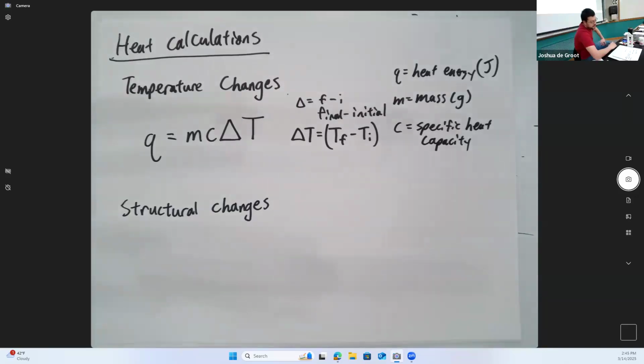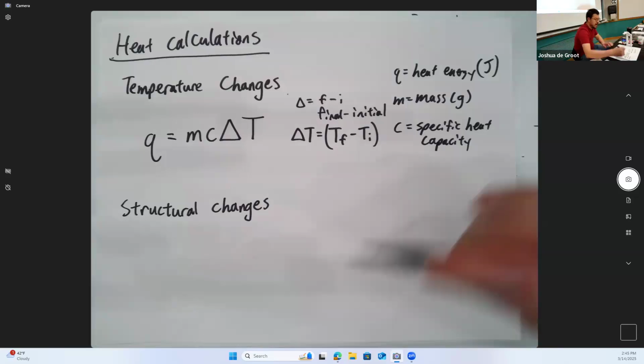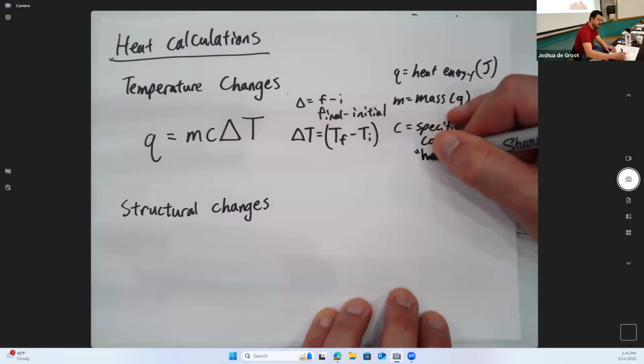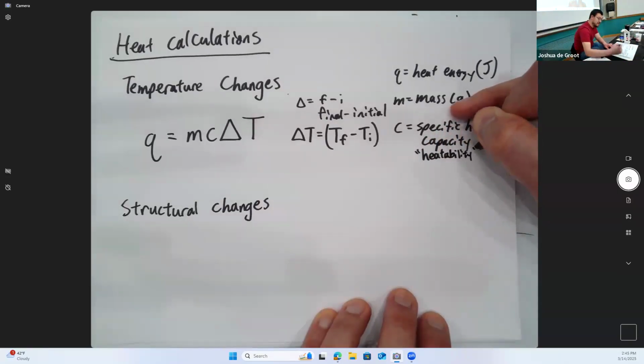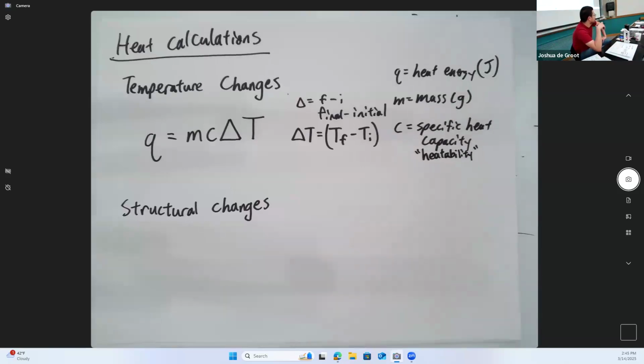Now, specific heat capacity is just how much heat something needs to absorb before its temperature changes. Okay. How much heat can you absorb? How much heat do you need to absorb to change your temperature? Okay, that's specific heat. I like to nickname this heat ability. The heat ability of something.